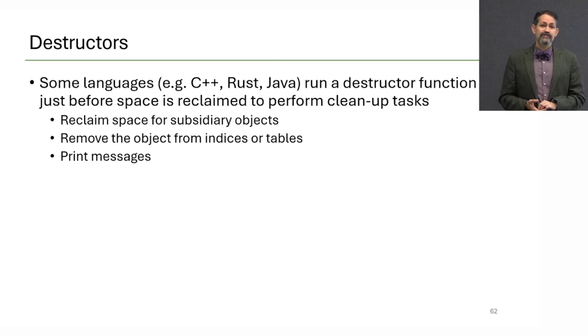Some languages, including C++, Rust, and Java, run a destructor function just before space is reclaimed in order to perform cleanup tasks. This can reclaim space for subsidiary objects that are used to implement a data structure. We can also remove the object that we're deallocating from indices or tables that it might be present in. And we might print messages to log that the object is being destructed.